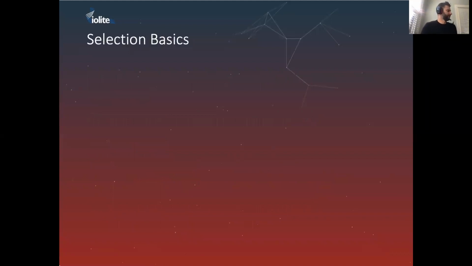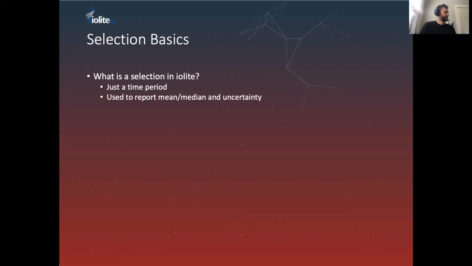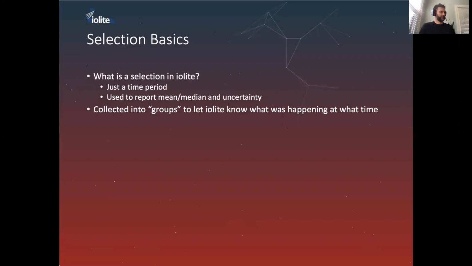And the most basic concept in iolite is the idea of a selection. So a selection is just a defined time period. And iolite uses that defined time period to report a mean or a median and an uncertainty associated with that time period. We collect selections into groups so that iolite knows what's happening at a particular time. So for example, when you select your NIST 612, you put that into a group called the NIST 612 selection group, and then iolite knows when NIST 612 was measured.